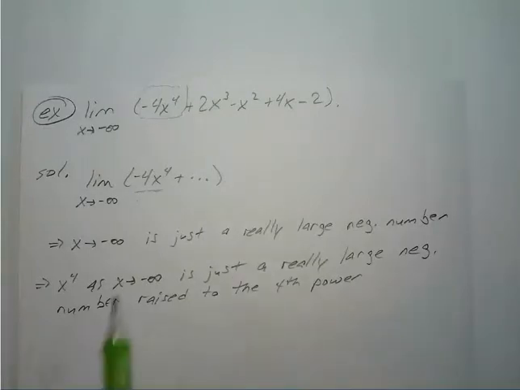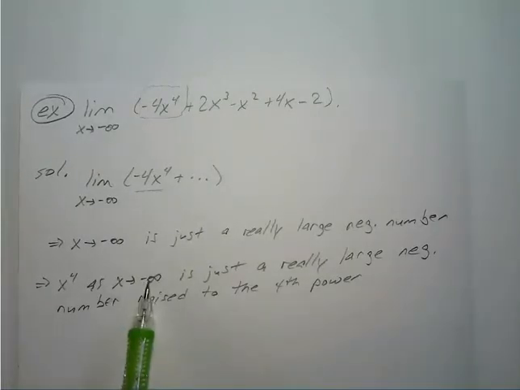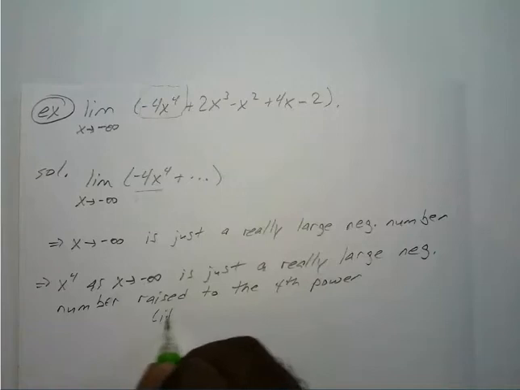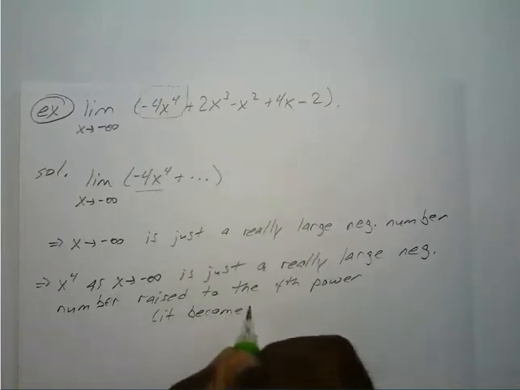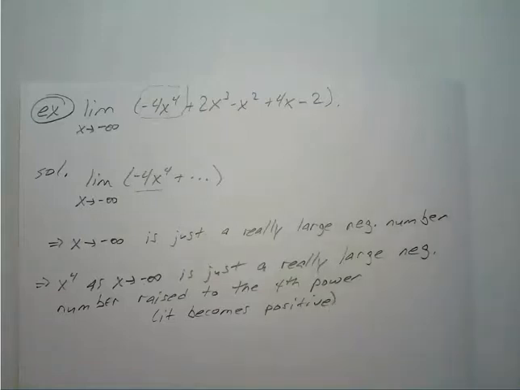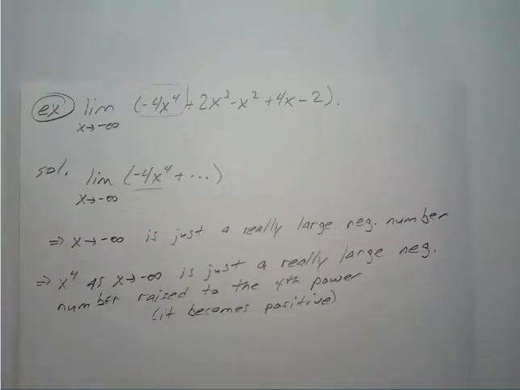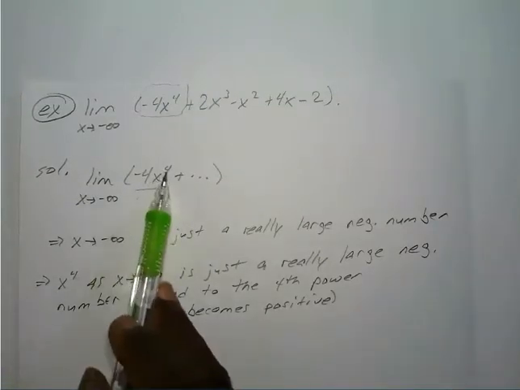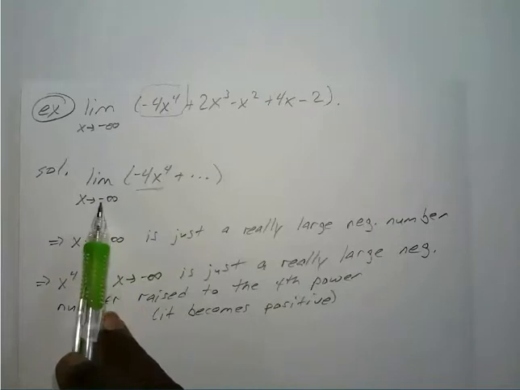Okay, so same thing here. If you get any negative number, because remember, this is just getting smaller and smaller in the negative direction, you raise that to the fourth power, it becomes positive. Remember, any negative number raised to an even power is going to be positive. A negative number raised to an odd power is going to be negative. So x to the fourth is going to be positive, even as this number is negative.